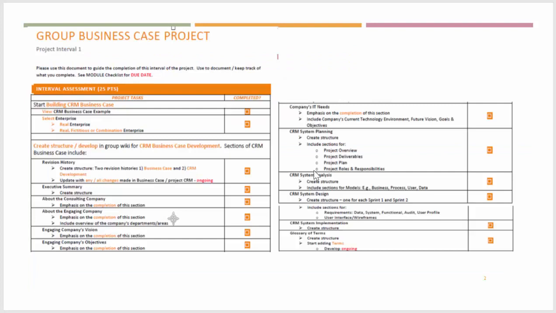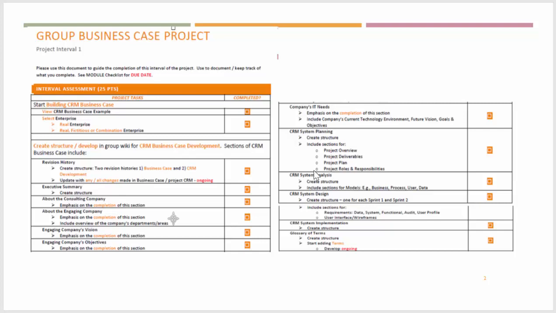This assessment document, which is linked under the group project page for each project interval, is what your group and your instructor will utilize to assess the completion of the project interval itself. These assessment documents outline all deliverables you are being asked to create, start, and complete for each project interval.